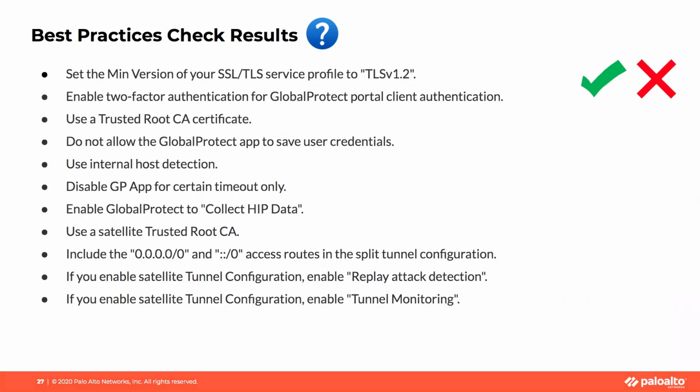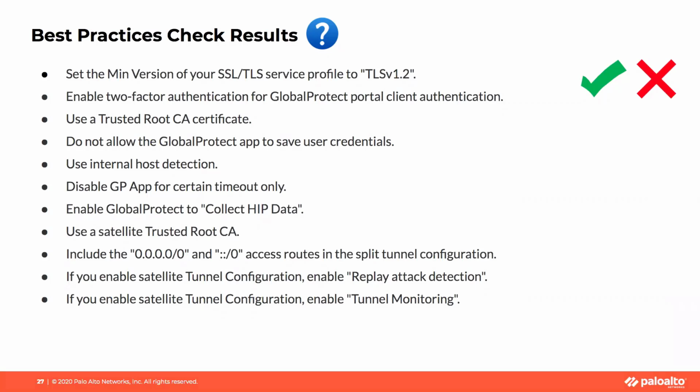Use a satellite trusted root certificate to verify gateway server certificates and establish secure VPN tunnel connections to GlobalProtect gateways. Satellite trusted root CA would come into play for larger scale VPN setups.